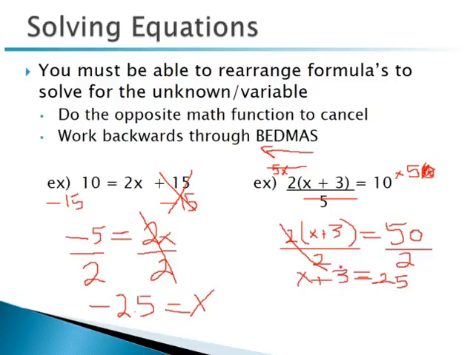Now we can do that addition. So the opposite of addition is subtraction. And whatever you do to one side, you can do to the other. So in this case, x equals 22. Okay, so just remember, you're always going backwards through BEDMAS. You're looking at solving for the unknown by canceling the math functions by doing the opposite math function. And whatever you do to one side, you have to do to the other.